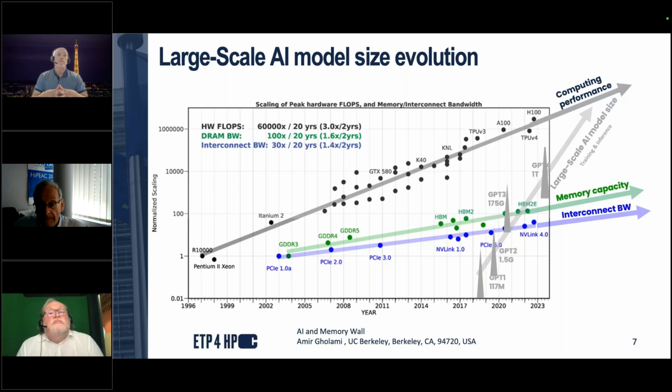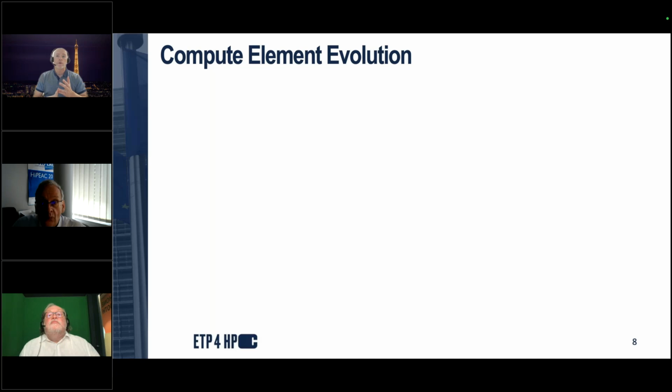If we look at this now from an AI perspective as well, we're seeing an exponential growth in the actual AI model size itself, and we're trying to scale the compute to address that. But again, interconnect and memory movement is a higher and higher cost, and it's falling behind. It's a gap that's growing over time.